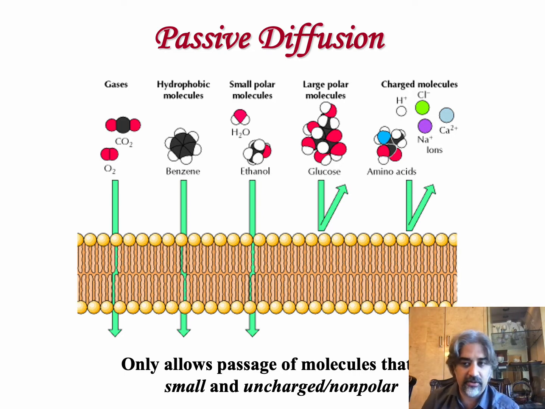No membrane proteins are involved, and the direction of transport is determined simply by the relative concentrations of the molecule inside and outside of the cell. The net flow of molecules is always down their concentration gradient, from a compartment with a high concentration to one with a lower concentration of the molecule. The membrane will only allow passage of small and uncharged or non-polar molecules. So even if it's small, like hydrogen, the hydrogen ion is not going to get through because it's charged.